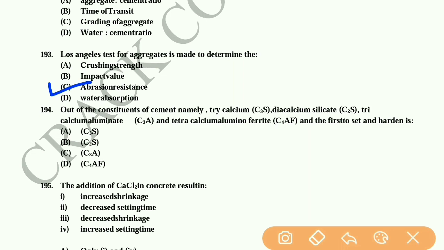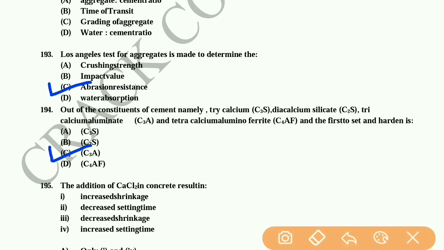Out of the constituents of cement, namely tricalcium silicate, dicalcium silicate, tricalcium aluminate, and tetracalcium aluminoferrite C4AF, the first to set and harden, the first कौन सी compound से hard होता है and set, मतलब पानी के साथ first कौन सी compound react करता है, this is the C3A tricalcium aluminate हो जाएगा.